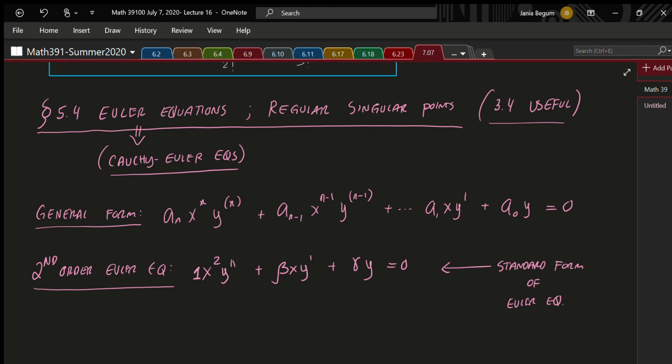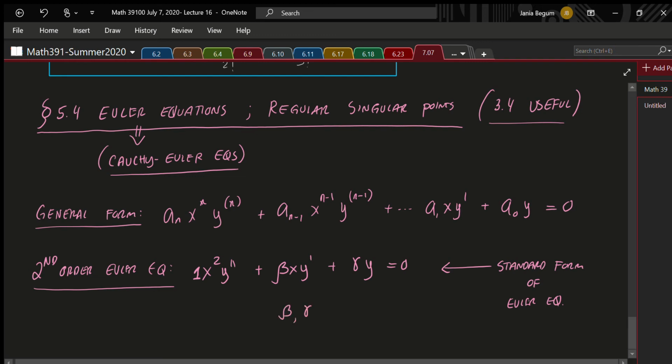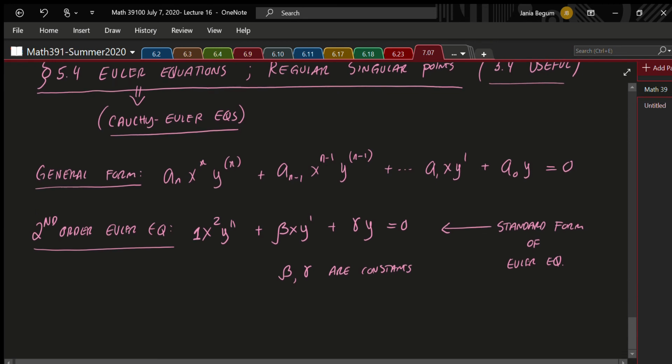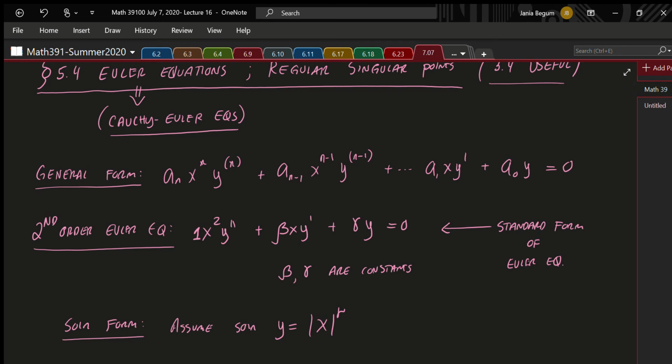So in this case, we're assuming beta and gamma are constants. Okay, so they're just real numbers. So we want to know the solution form to this. What is the solution form if we have an Euler equation? So here's what we're going to assume. We're going to assume that the solution looks like y equals absolute value of x to the r. Okay, so instead of the exponential e to the rt, we're going to assume now it's x to the r.